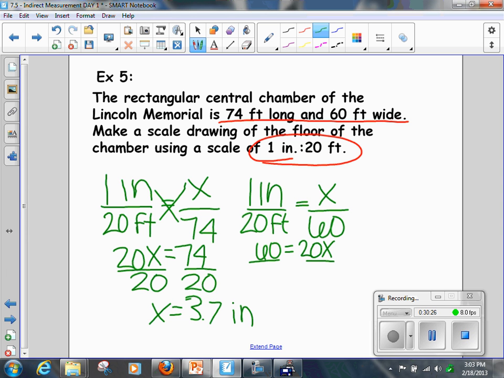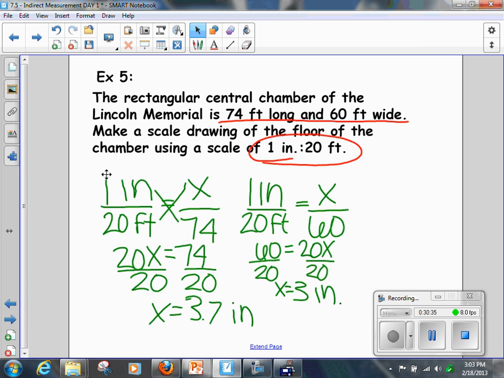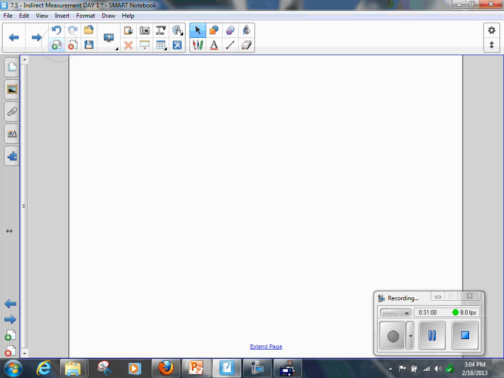So you copied. Oh, it looks like we got 3 inches for the 60 feet. 3 inches wide, right? How many of you got 3.7 by 3? Rock on. Do you have questions at all? All right, so what are we doing? The last example, we're not doing that. We don't need to, because if you can do one problem, then you can do 2 more the very same way.